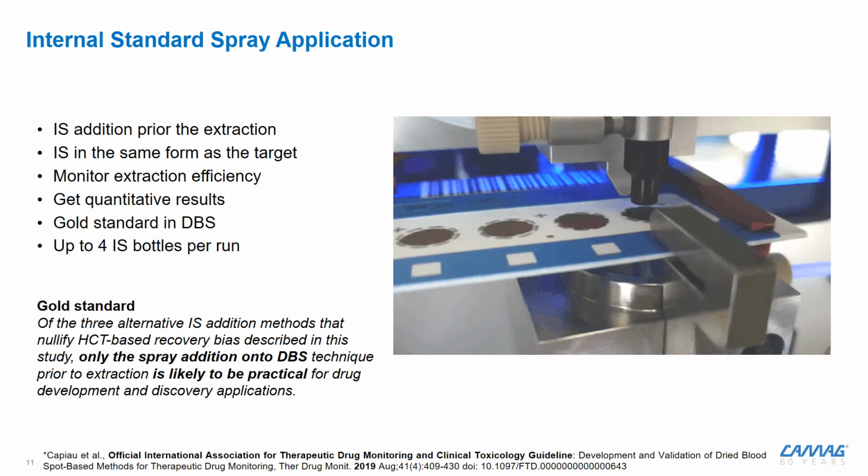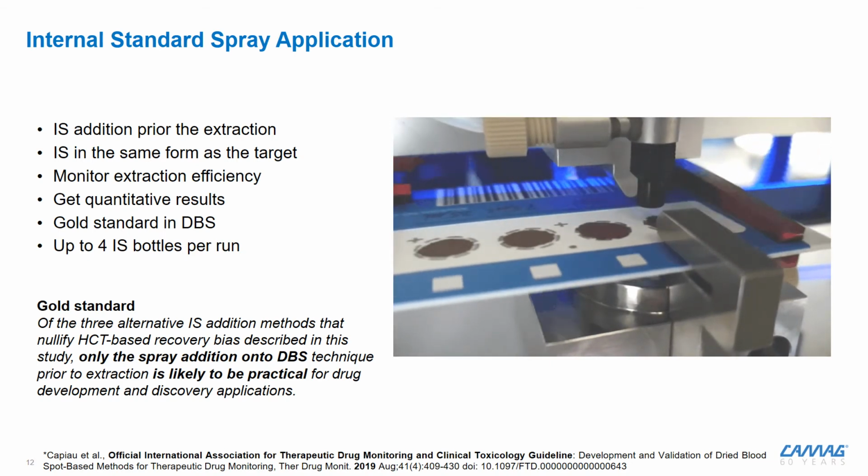The third module is an internal standards sprayer, where we can apply internal standards directly onto the dry blood spot. This allows us to integrate the internal standard prior to the extraction, and with this monitor the extraction efficiency and nullify the extraction recovery bias, which we saw previously.